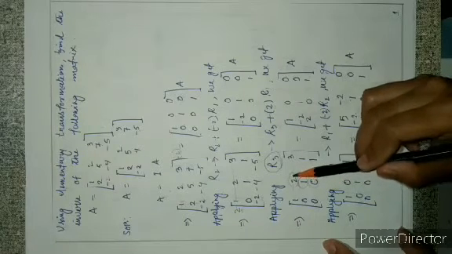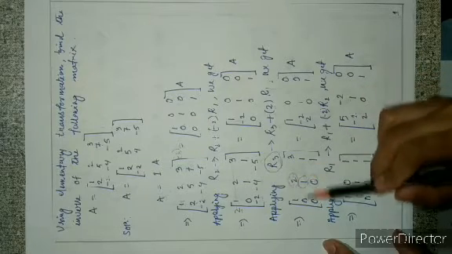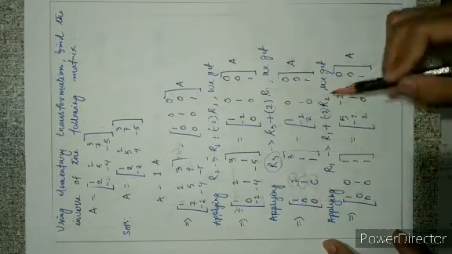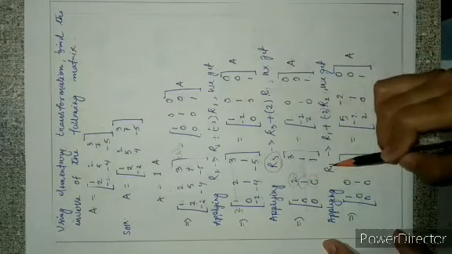We need to make this element 2 equal to 0. By using the second row, since this plus 2 lies in the first row, we have to write R1.